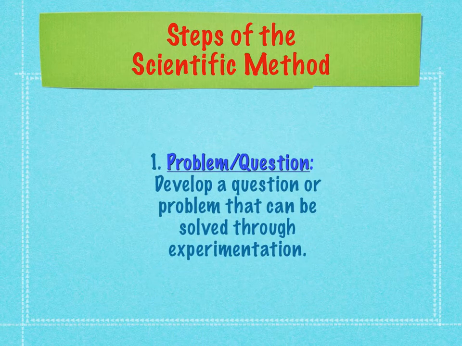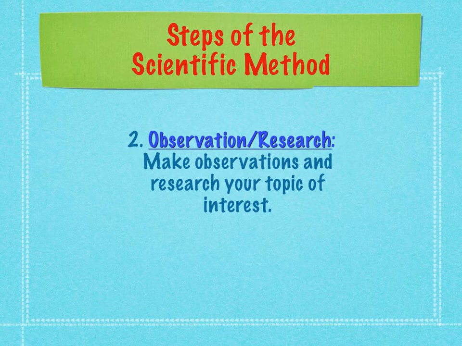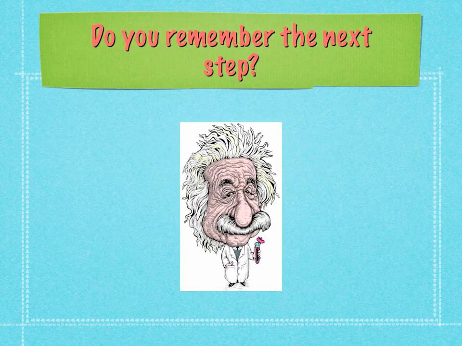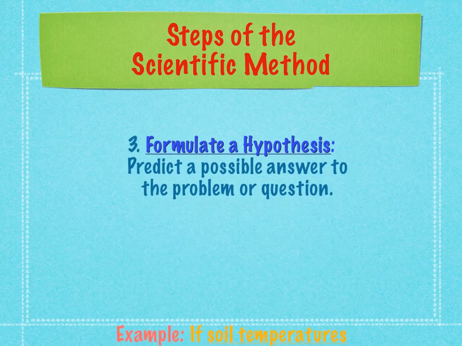So let's begin with the problem or the question. You're going to develop a question or a problem or notice a problem and realize that possibly you might just be able to solve this problem through experimentation. You'll make observations of the problem that you have encountered, and then it will spur you, or it should spur you, to do research to become an expert. And then the next step would be what? Can you remember at this time? How about formulating a hypothesis?